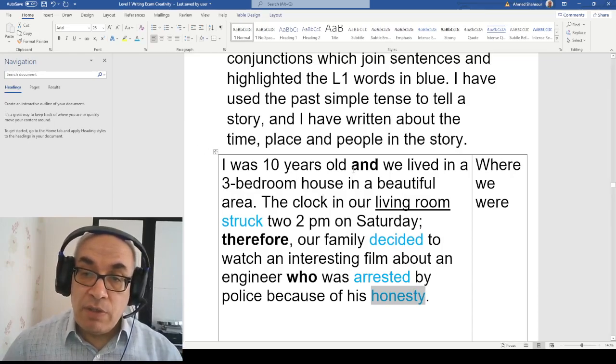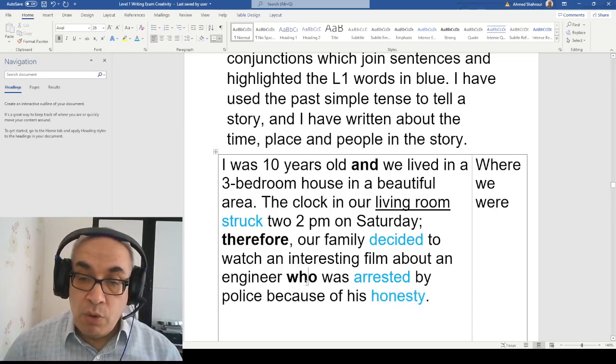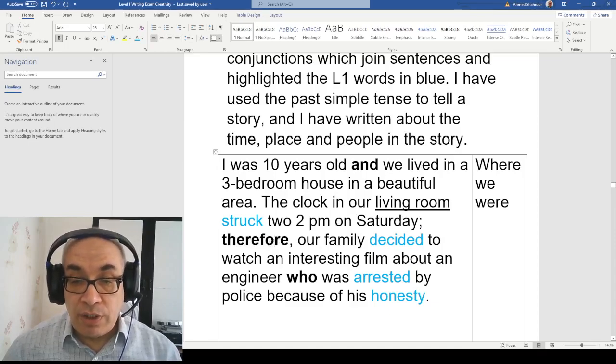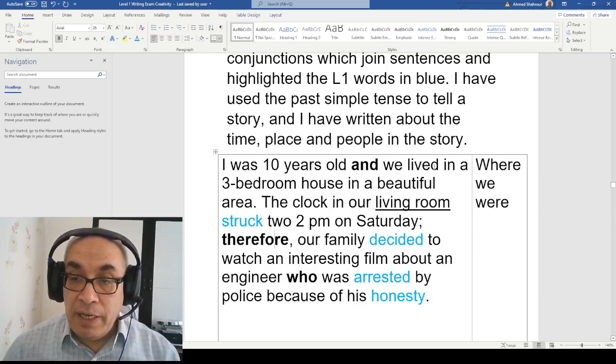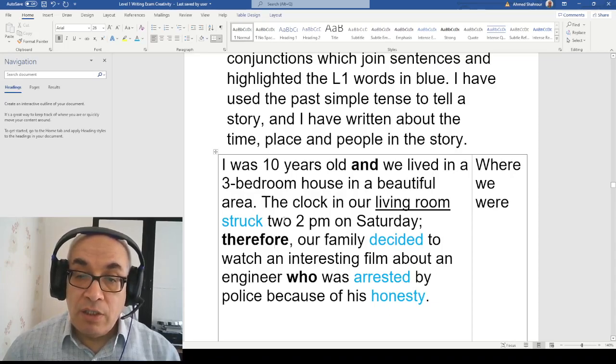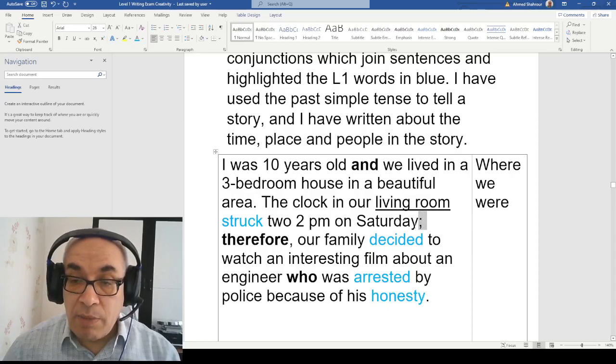The conjunctions, I've used 3 conjunctions: and, therefore, who. Therefore means so, S-O, and it is a formal conjunction. So, I was 10 years old and we lived in a 3-bedroom house in a beautiful area. The clock in our living room struck 2 p.m. on Saturday. I use a semicolon, therefore, which is a formal conjunction, which means so, and then I put a comma after therefore.